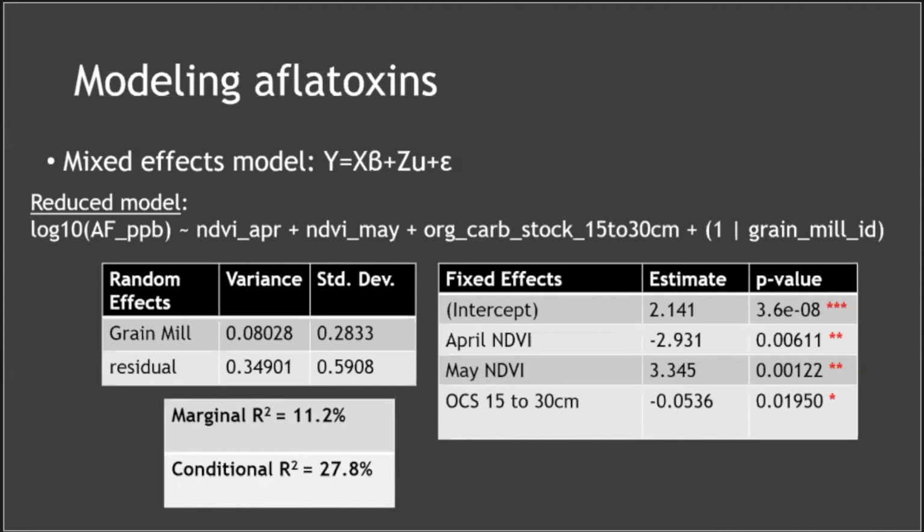So in total, the fixed effects explained 11.2% of the variance in aflatoxin, which is not a huge number, but for such a small area and a diverse system, it is significant. And when I account for my random effects, along with fixed effects, the conditional R-squared is almost 28%.